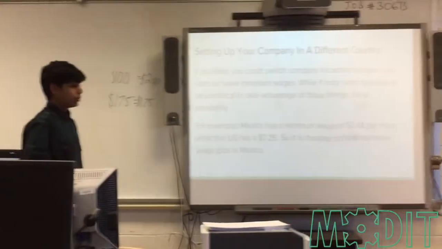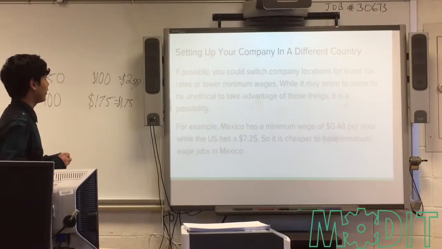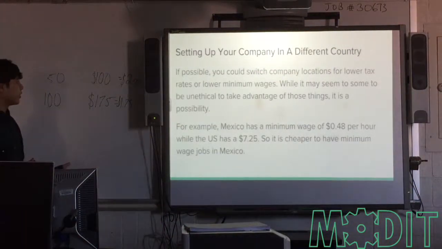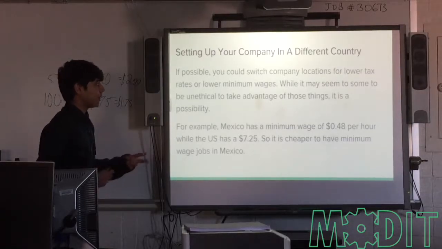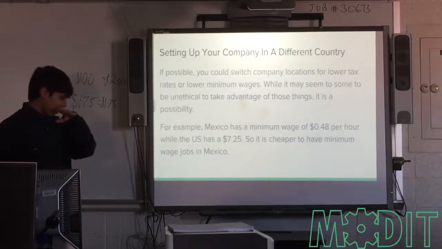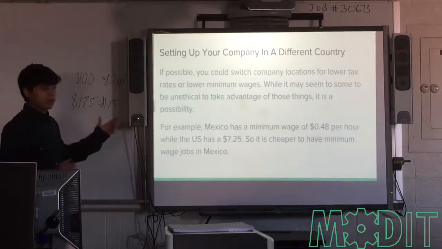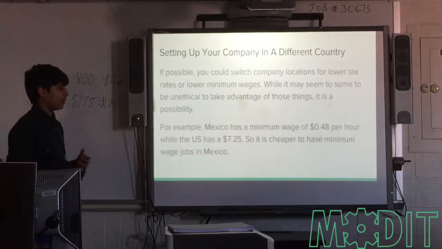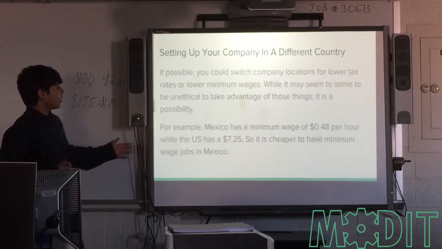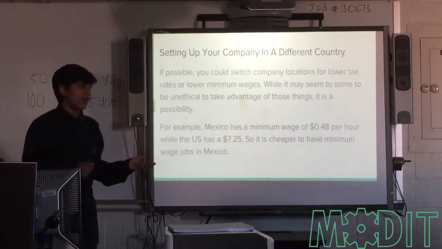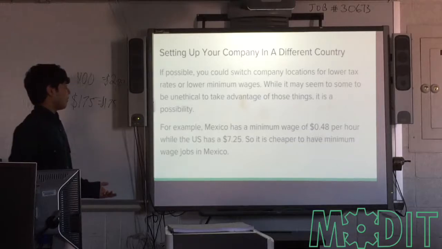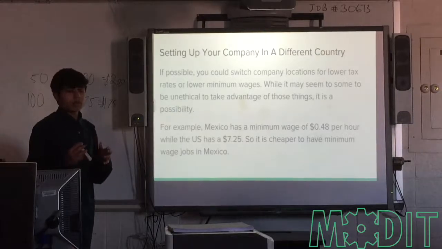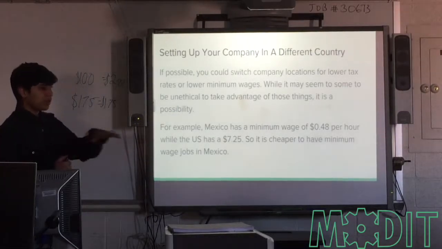Another way, and this is something you see very commonly these days, is setting up your company in a different country. If possible, you can actually switch companies for lower tax rates and lower minimum wages. Now, it may seem unethical, but companies are for profit. They're always going to try to get more profit and less cost if they can avoid it. So, lower tax rates means that less of your money is being taken away. And lower minimum wages, let's say if you have an industrial job, like something in factories that could be done anywhere in the world.